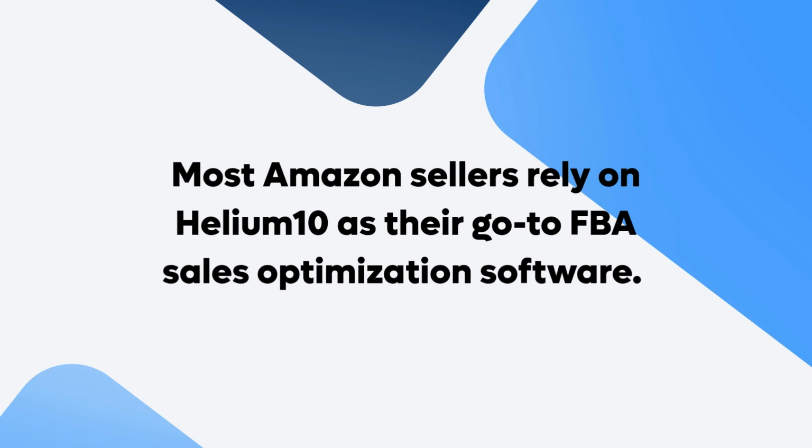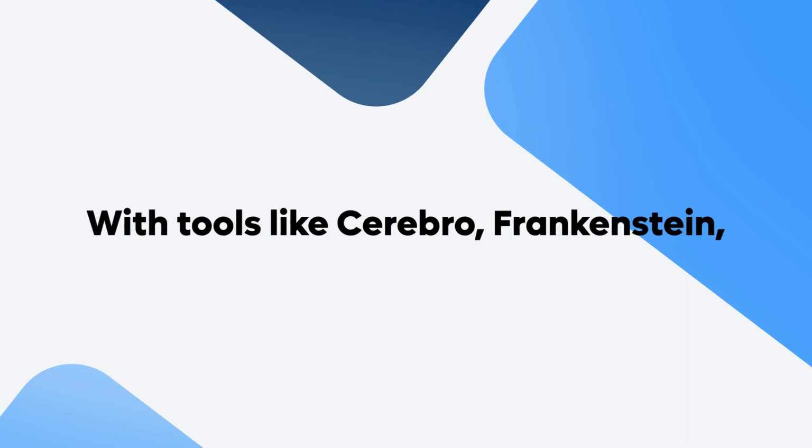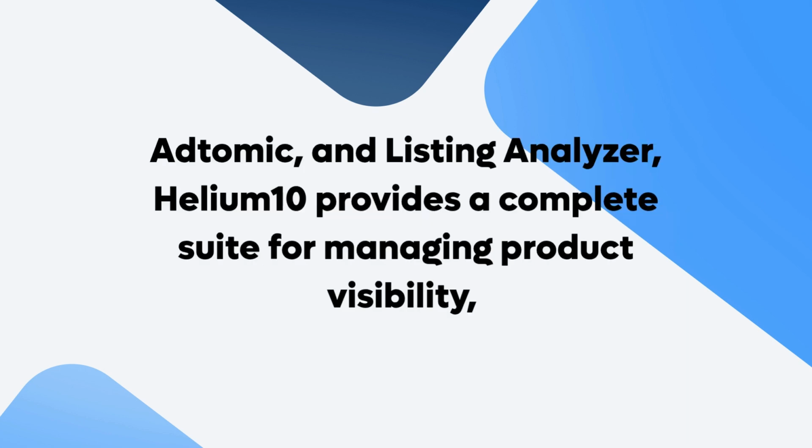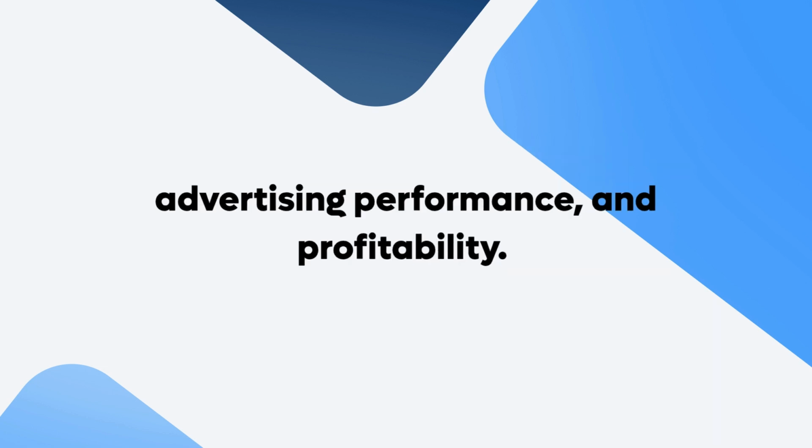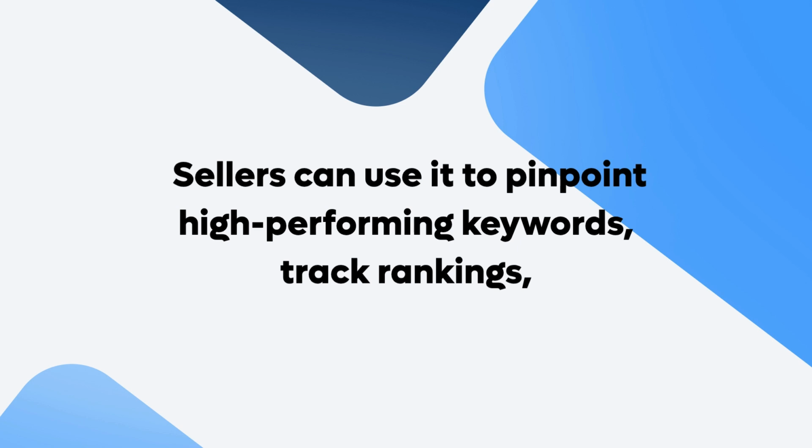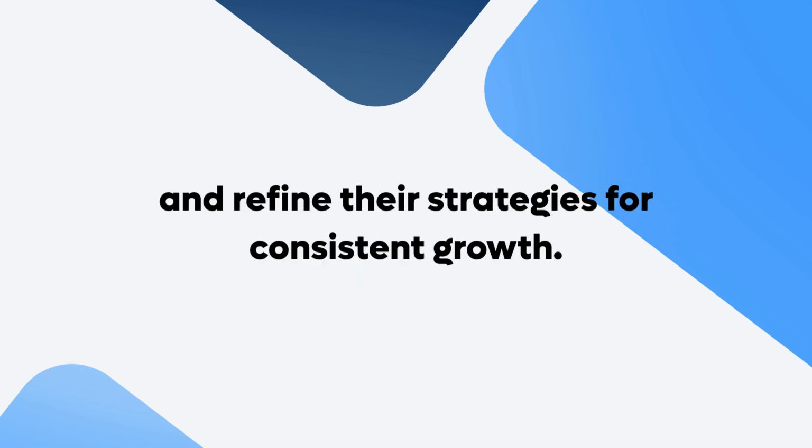Most Amazon sellers rely on Helium 10 as their go-to FBA sales optimization software. With tools like Cerebro, Frankenstein, Atomic, and Listing Analyzer, Helium 10 provides a complete suite for managing product visibility, advertising performance, and profitability. Sellers can use it to pinpoint high-performing keywords, track rankings, and refine their strategies for consistent growth.